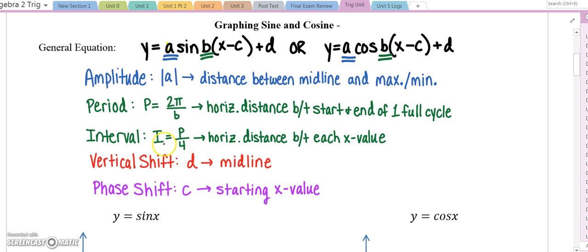The interval comes from the period, and it's just the horizontal distance between each x value. The vertical shift is that value you're adding on the outside, that's D, and that tells you where to put your midline. And the phase shift is our C value, the one inside. But we're going to talk more about the phase shift later. So for now, I wouldn't worry about it. I would just write it down so you have it somewhere.